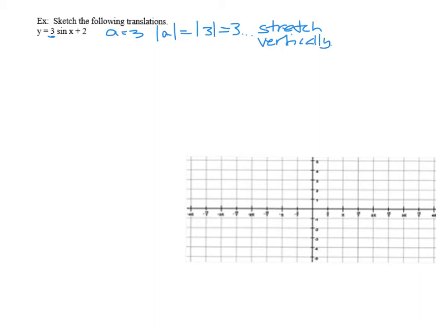Notice there isn't a number in front of x itself, so the b value technically would default to 1. There's no change in the b value or the period of the function. That's easy to work with then. But now we have this plus 2, and we've got to figure out, is that c or is that d? So if we think about the rule with the parentheses, the plus 2 isn't in parentheses with x. That means it's going to be the d value. So d equals plus 2. And what that means is everything is going to translate or move up 2 units.